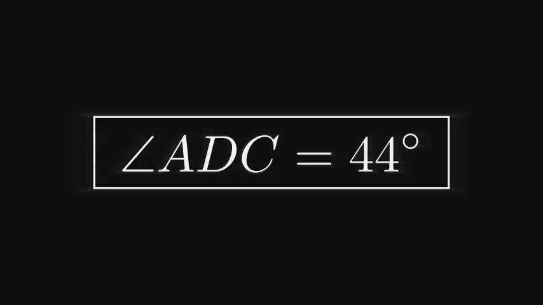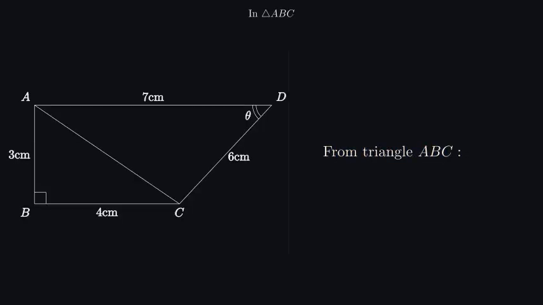Therefore, angle ADC is 44 degrees, correct to the nearest degree. To summarize, we first used the right-angled triangle ABC to find AC equals 5 centimeters. Then we used the cosine rule in triangle ADC, because all three sides were known and we needed the angle at D. This is the final answer.